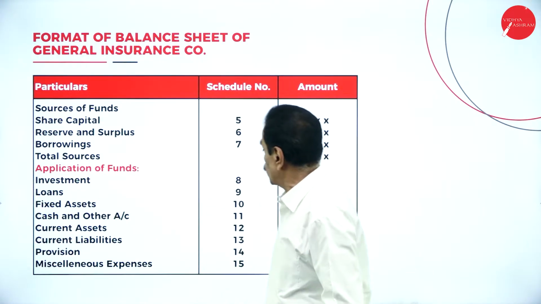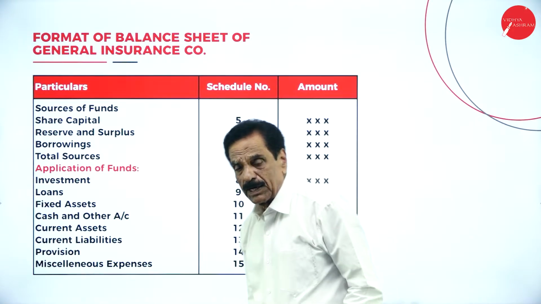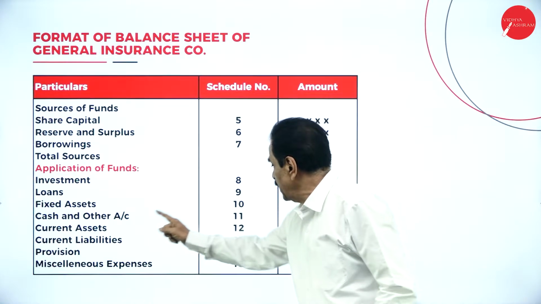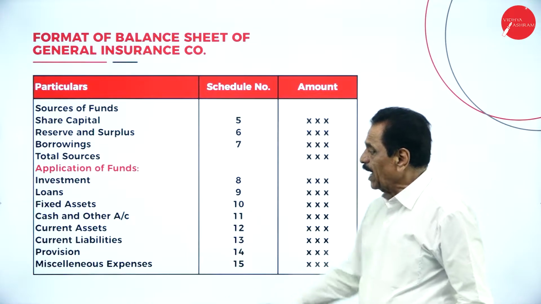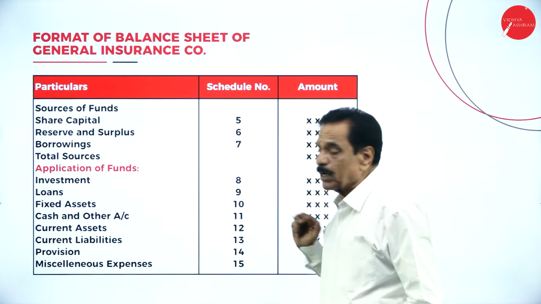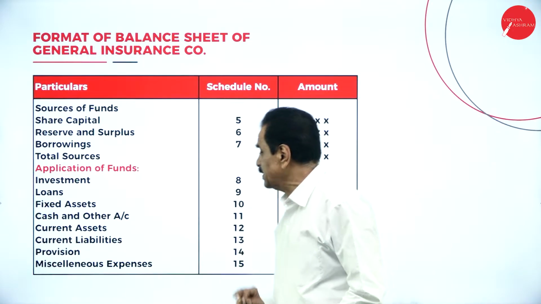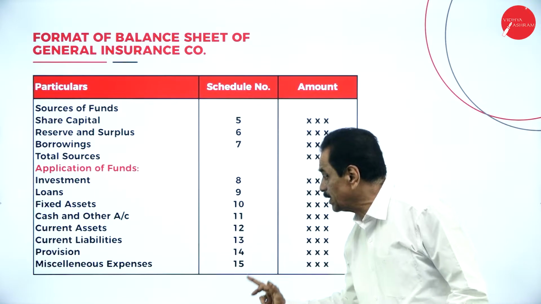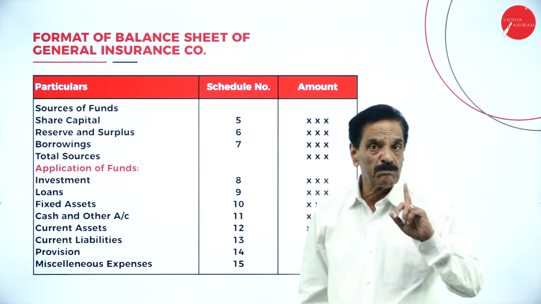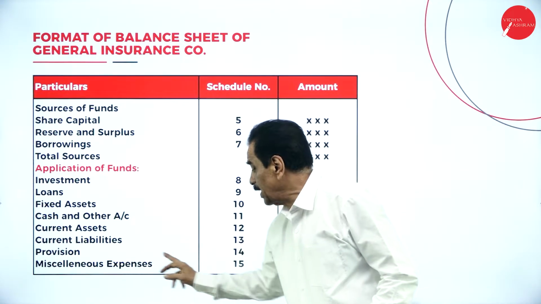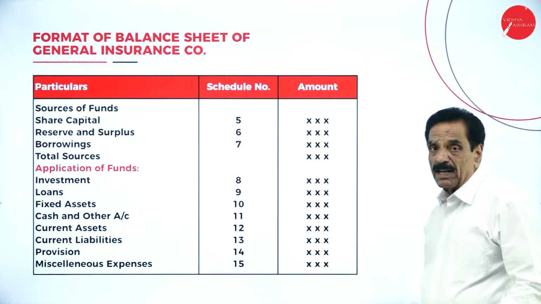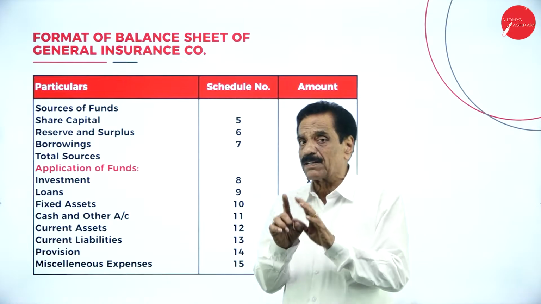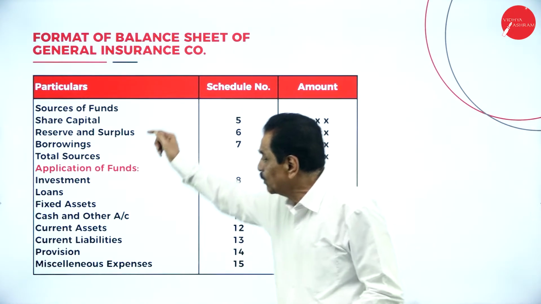First, it will go to investment, that is schedule number 8; loans, schedule number 9; fixed asset, schedule number 10; cash and other accounts, schedule number 11; current assets, schedule number 12; current liabilities, schedule number 13; provision, schedule number 14; miscellaneous expenses, schedule number 15. So, the schedule should not be changed. It is as it is, as per the Companies Act. The schedule has been made.